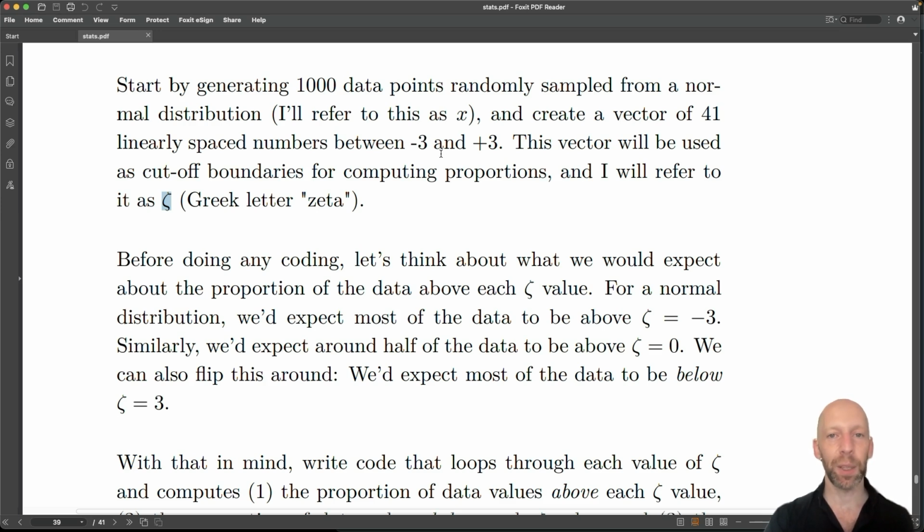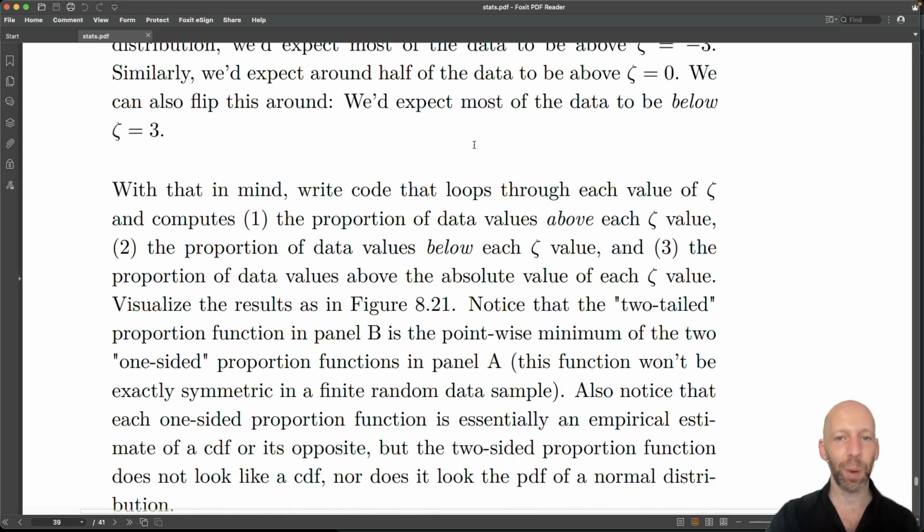So when zeta equals 0, what do we expect? We expect about half of these data points to be below zeta equals 0 and about half to be above zeta equals 0. And so on, we could think about +1. When zeta equals +1, we would expect more data values to be below zeta equals +1, but also a significant minority of values to be above +1. Okay, that is the concept that we are going to quantify in this experiment.